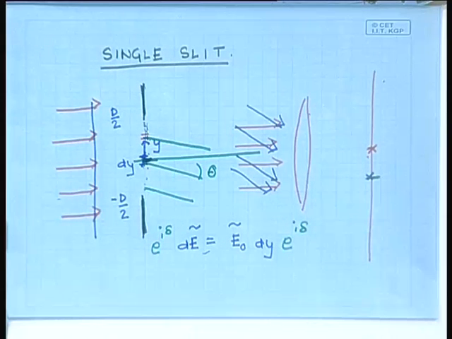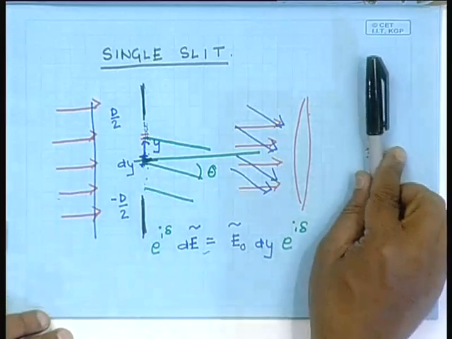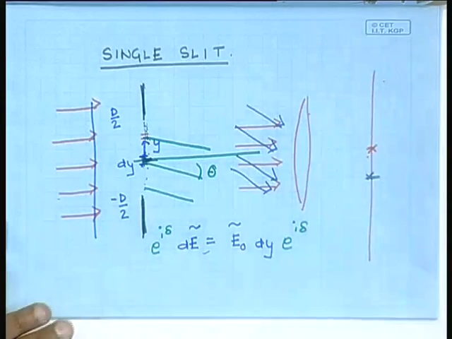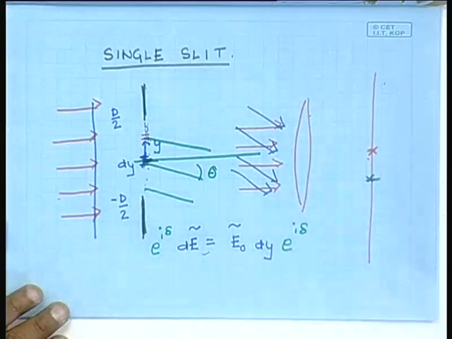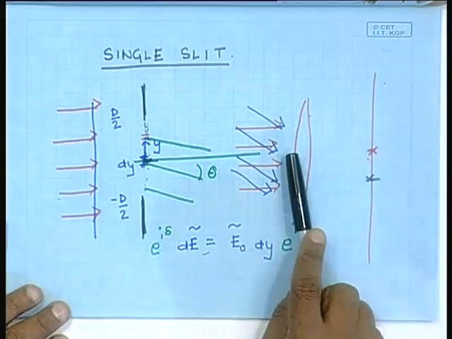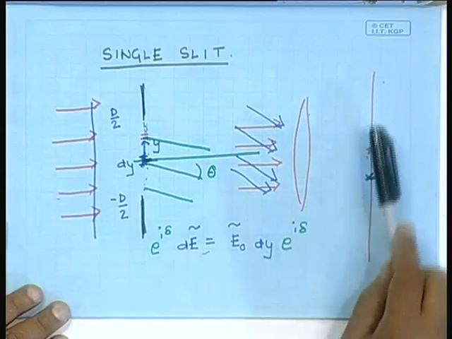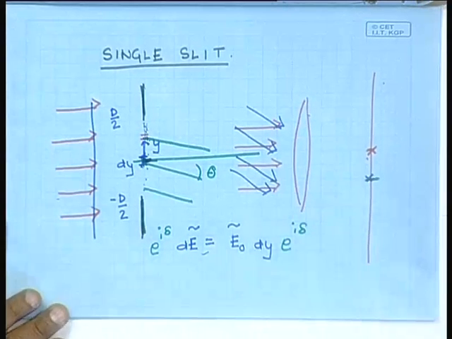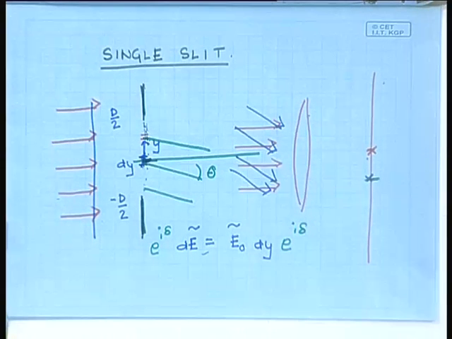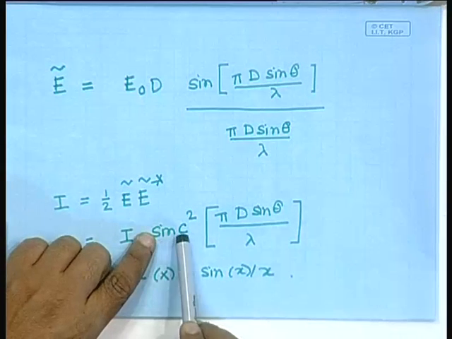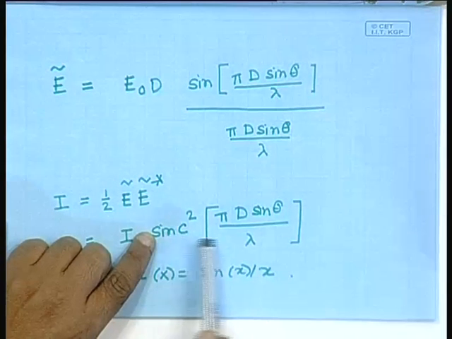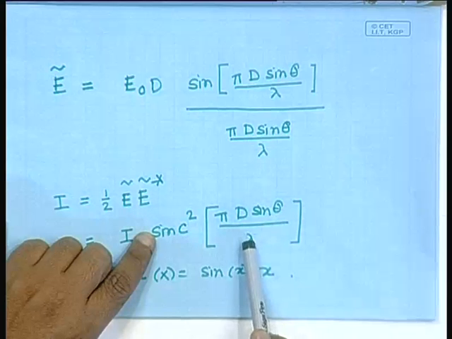We want to calculate the intensity that would be observed on a screen which is placed very far away, or you have placed a lens over here and the screen is at the focal length of this lens. We would like to calculate the intensity pattern on the screen, and we have calculated it, and it turns out to be I as a function of theta, I naught sinc square pi d sin theta by lambda.